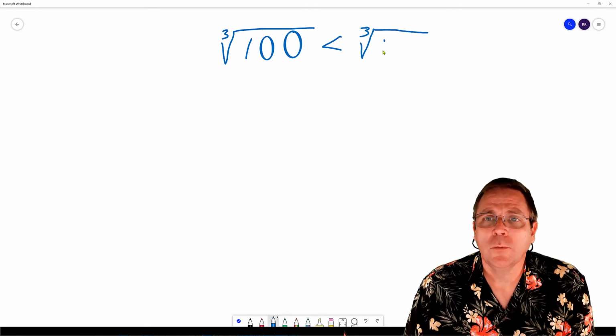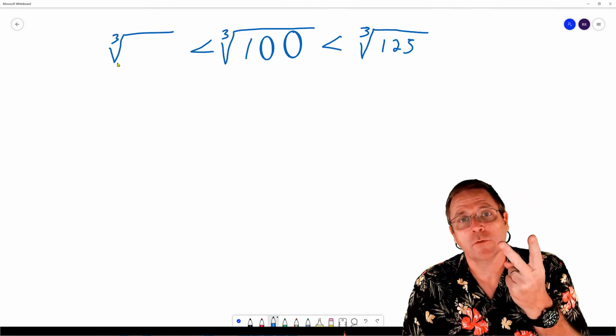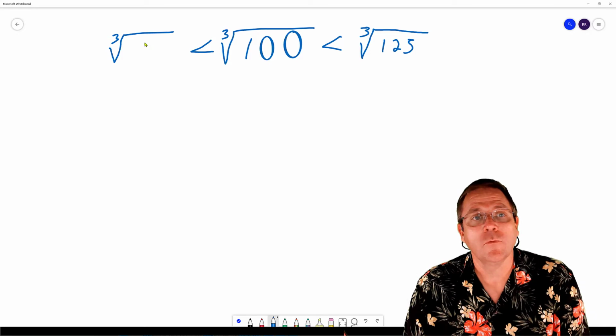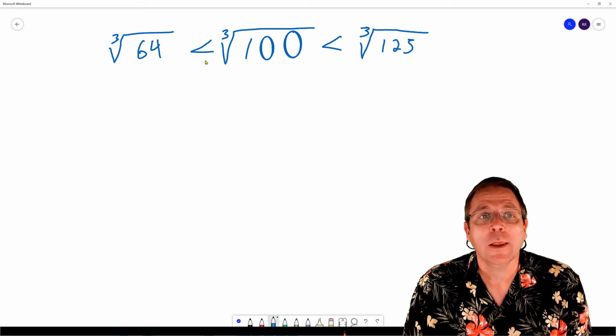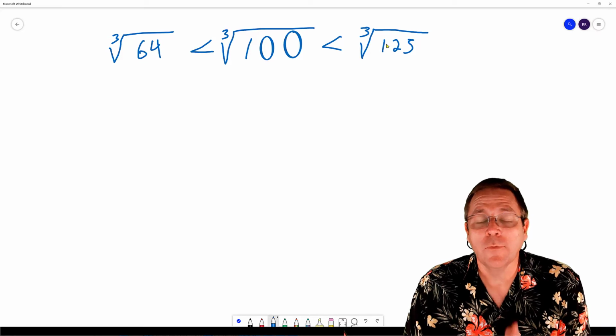So I'll put the cube root of 125 here, and then over here I'm going to say, well, what is 4 cubed going to be? 4 times 4 is 16. 16 times 4 is 64. Does 100 lie in between 64 and 125?